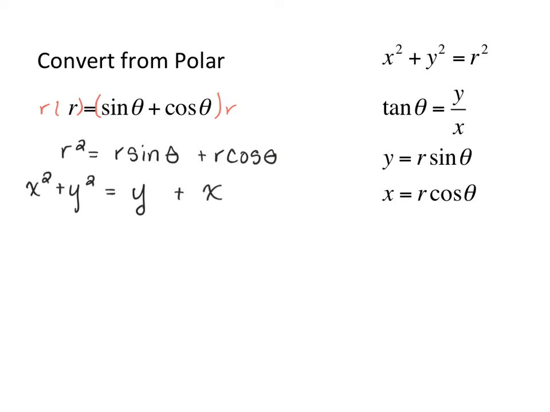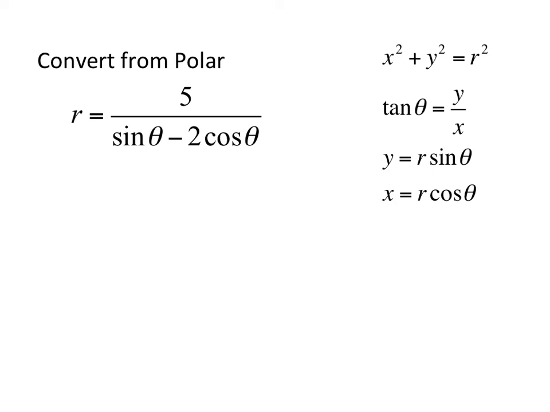Okay, first I multiplied both sides by r, making sure I distributed to both the sine of theta and the cosine of theta. And then I had an r squared, so I replaced that with x squared plus y squared. I had an r sine of theta, so I replaced that with y. And I had an r cosine of theta, so I replaced that with x.